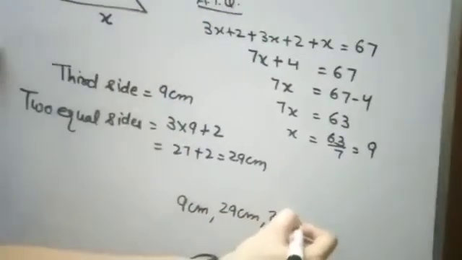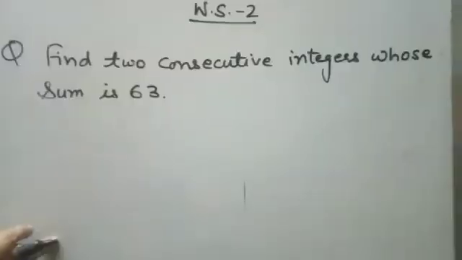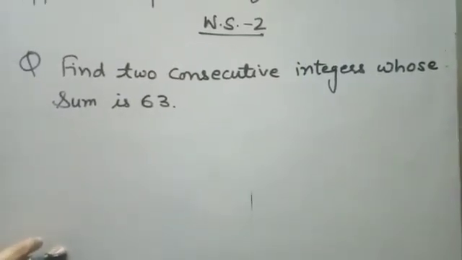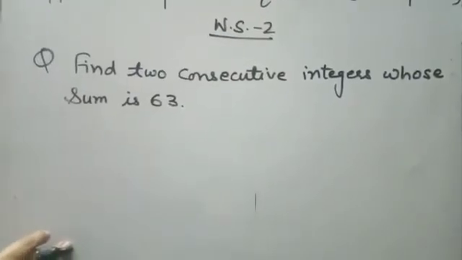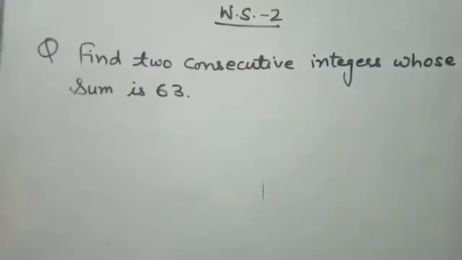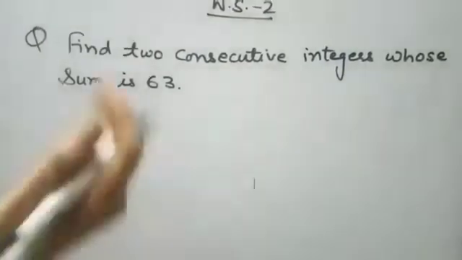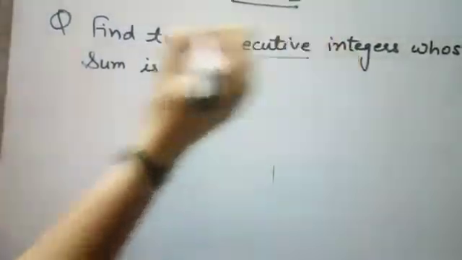Now the next question: find the two consecutive integers whose sum is 63. What is given to us? The sum of the two consecutive integers, but the consecutive integers themselves are not given to us. What does the word consecutive mean?